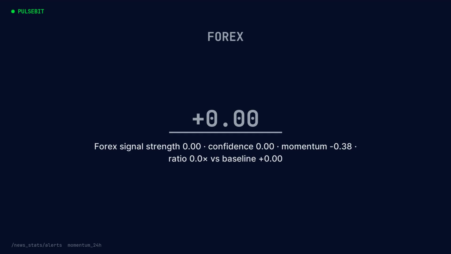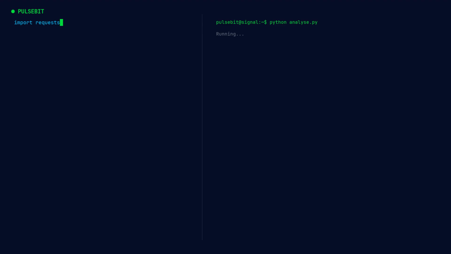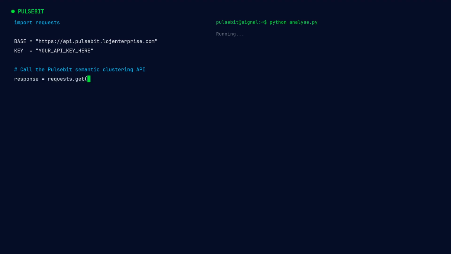Did you catch that our Forex sentiment score just hit plus 0.22? That's a notable spike compared to our historical baseline. What stands out even more is the momentum at minus 0.38, indicating a potential shift in sentiment that you shouldn't ignore. With 19 semantic clusters at play, there's clearly a lot of nuanced conversation happening around currency pairs.